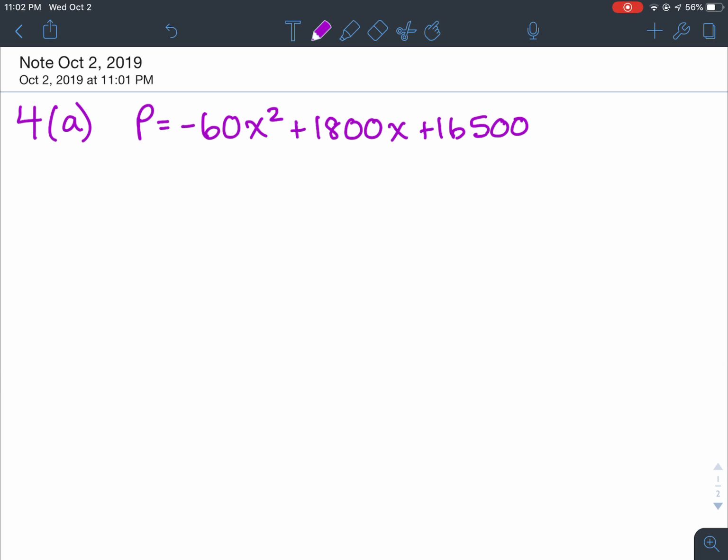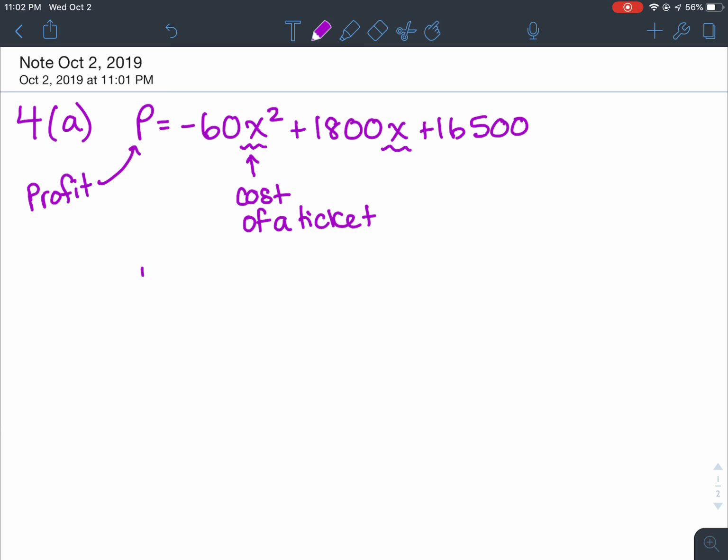So this is question 4A about the theater company. We're just looking at a theater company's profit on a production. P stands for the profit, so the money that they're going to make, and the X stands for the cost of a ticket to go see the production.